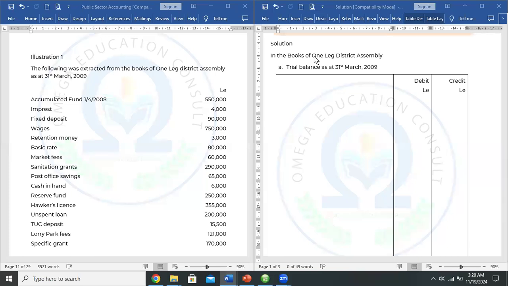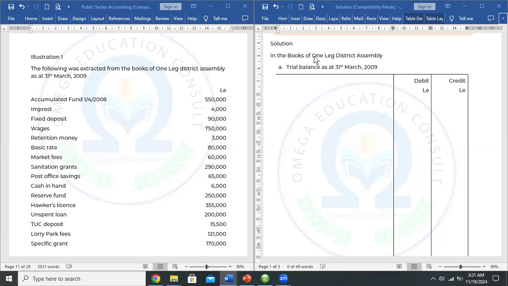Yeah, Professor, go ahead. Okay, so please, I've learned accounting for non-profit making organizations. Under that, accumulated fund was the capital. So I don't know if it is the same over here. Okay, so that is very true. So the accumulated fund here is referring to the capital of the government, right?